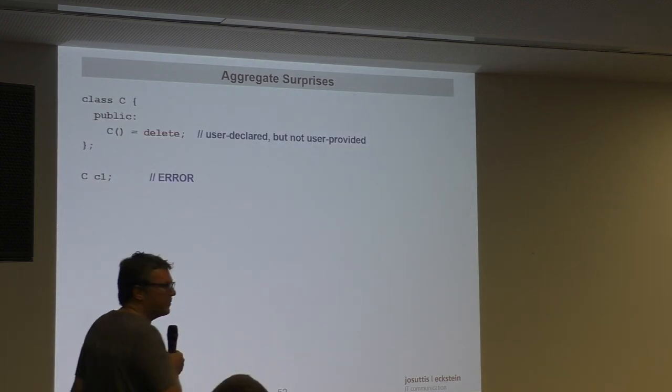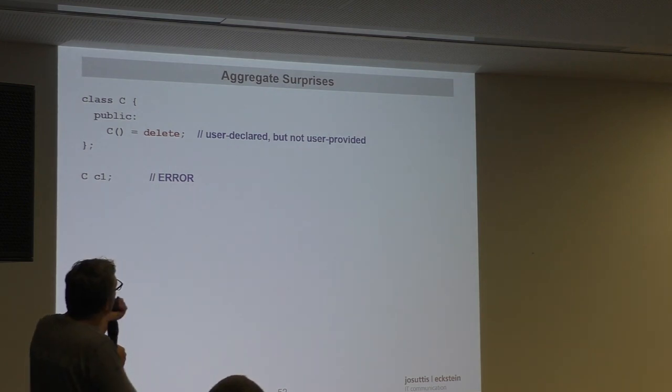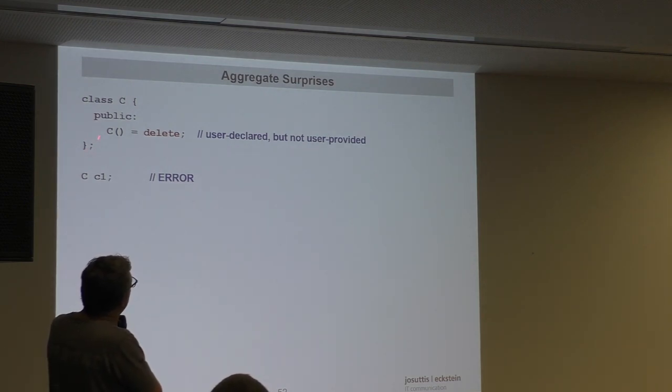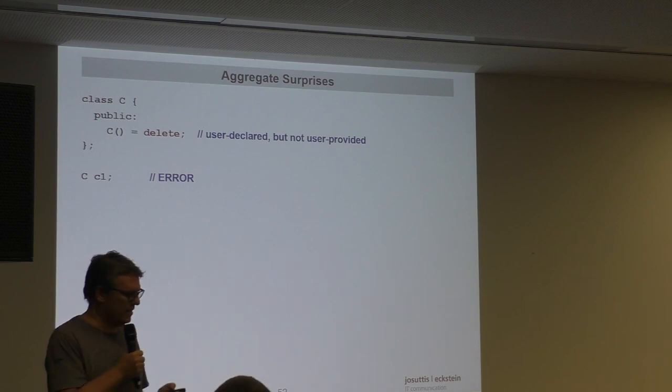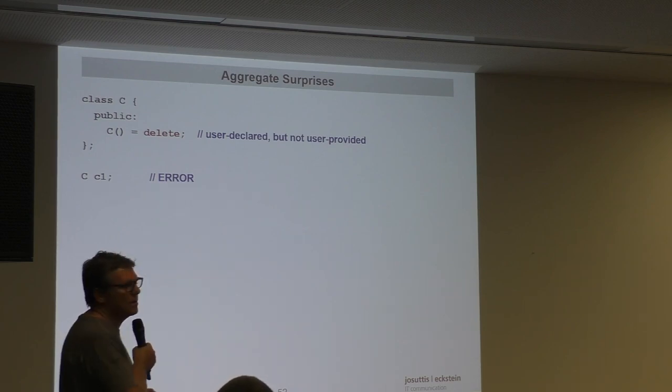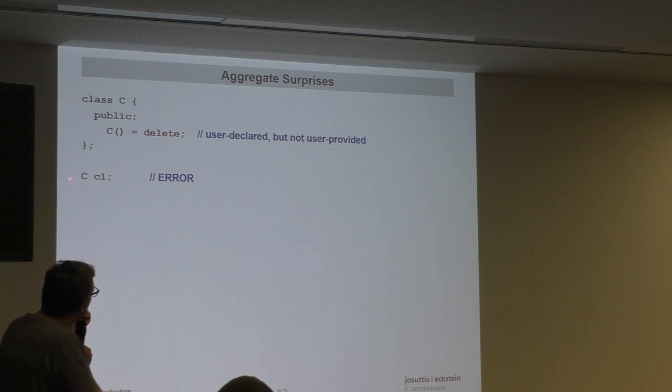So, a couple of things were surprising when we talked about aggregates. Look at this. This is a class, C, having a default constructor which is deleted. So it's a user-declared constructor, but it's not provided, it's not defined. And you know what? This was an aggregate. So this was an error.